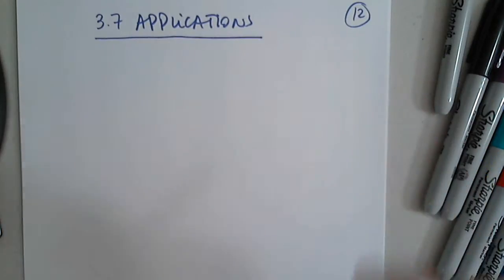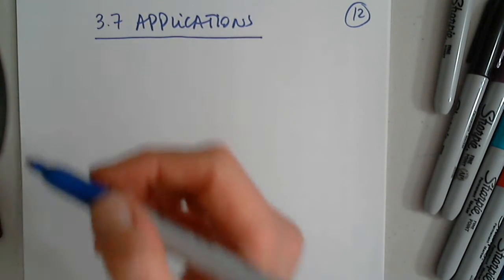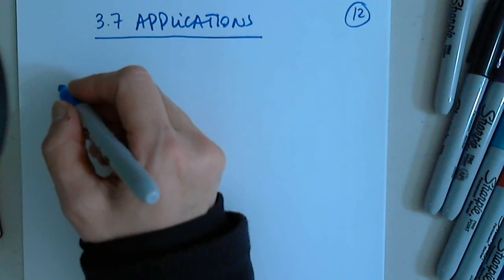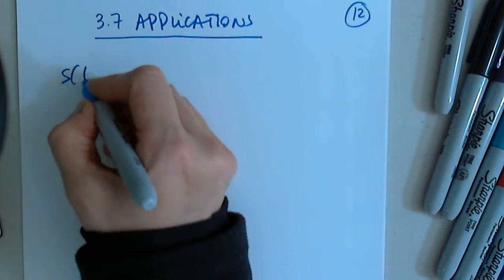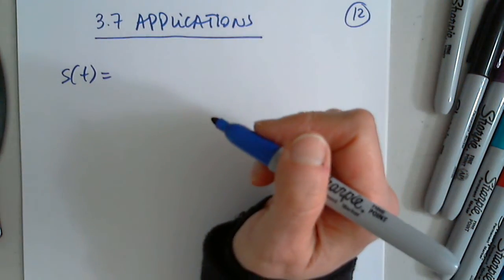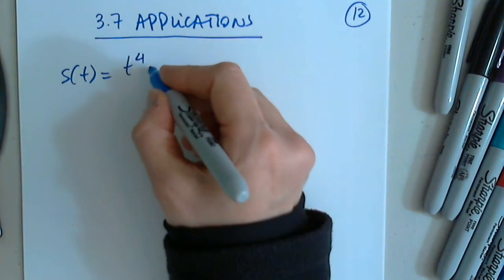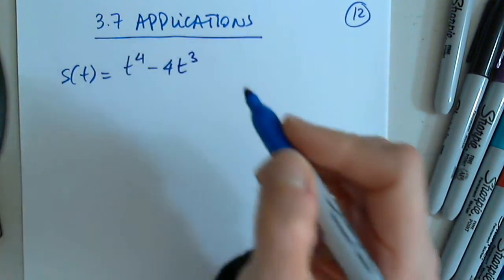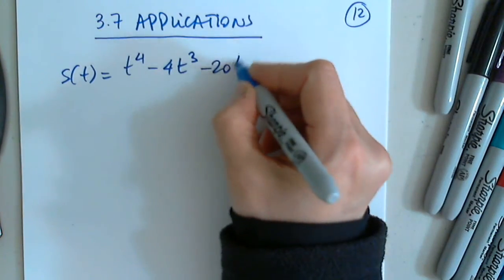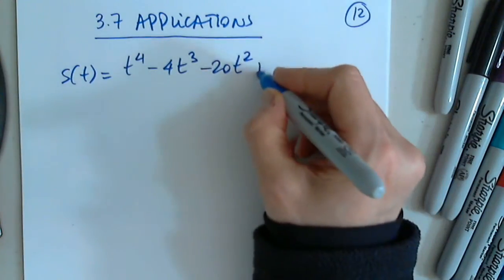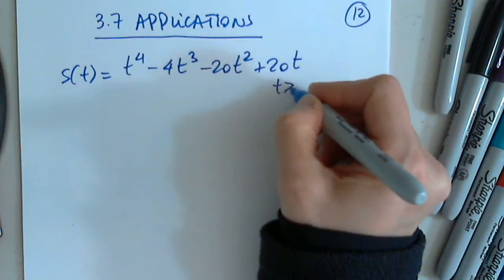Feel free to choose. I have my WebAssign brought up, so it's waiting for me if at any moment you want to choose. So s of t is the position function of a particle, which is t to the fourth minus 4t cubed minus 20t squared plus 20t, and t, of course.